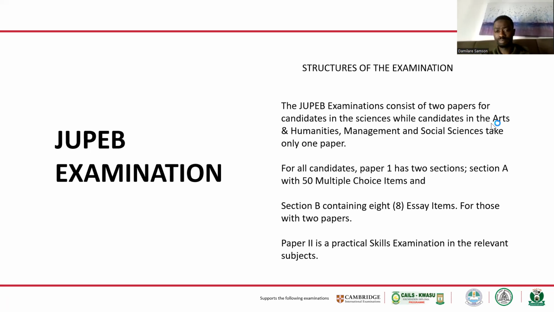Now, section B contains 8 essay items, and that's for those of paper two. So section B is more like the theory part, where you have to answer questions, 8 questions, that's what you have there. From there, you'll be instructed on the number to do, if to do all or part of it. And paper two, which is the second paper, is the practical skills. So that's the practical part of your examination.